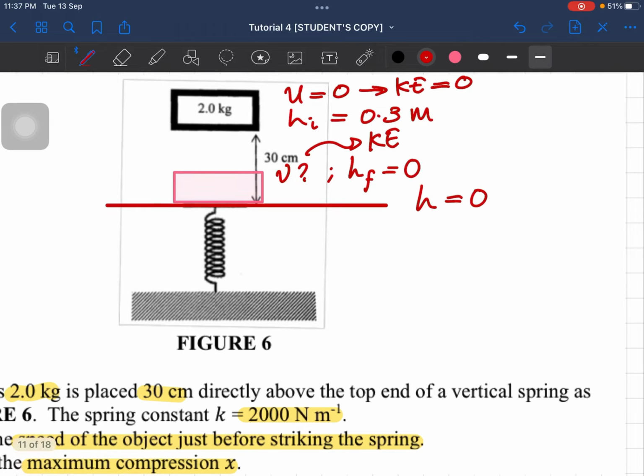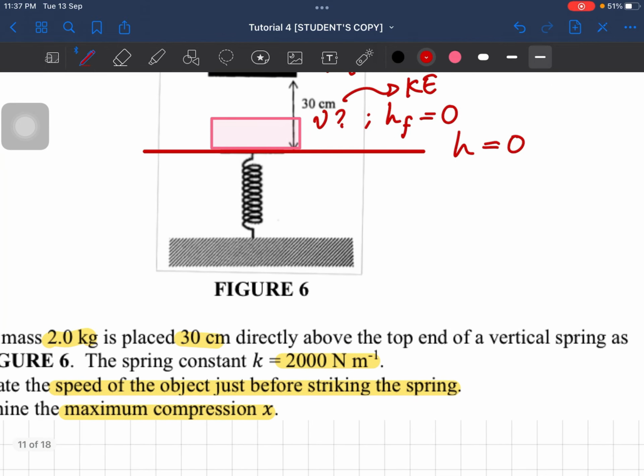After that, we have to consider the situation where the spring is now compressed. For example, it has been compressed and goes down till here. So the top end of the vertical spring is somewhere there, along with the block here. We are going to calculate this value of x. So we have to calculate the value of x here.